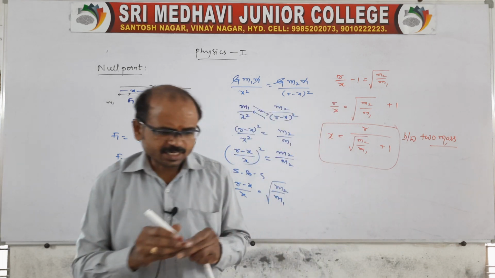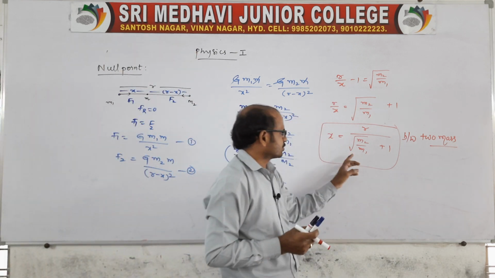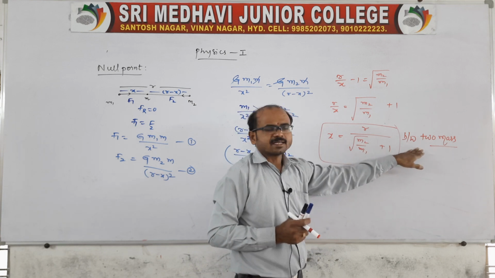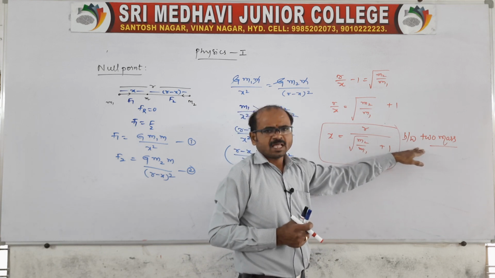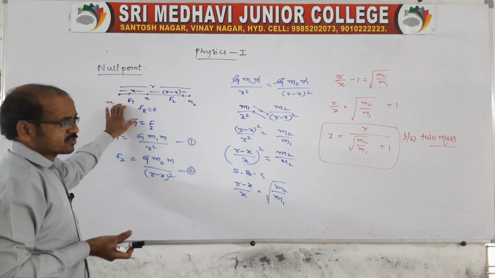So the null point is between the two masses, where x is equal to small r by root over m2 by m1 plus 1, and the point is between the two masses. And one more point we will also get. It may be outside the two masses also.